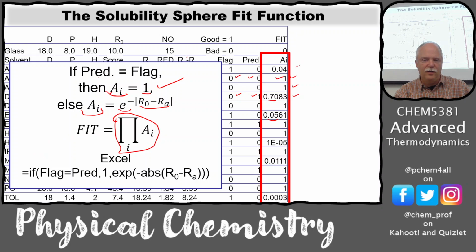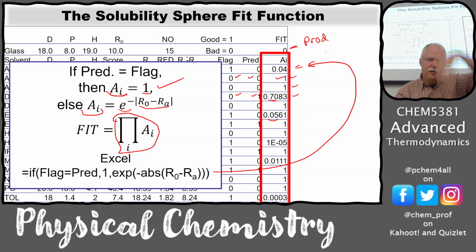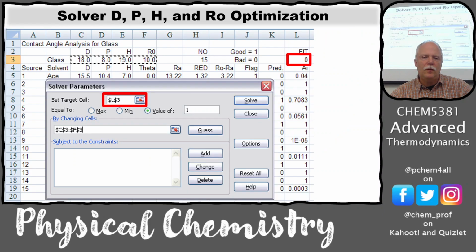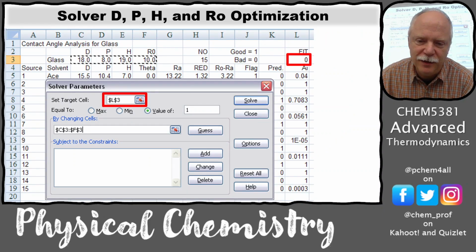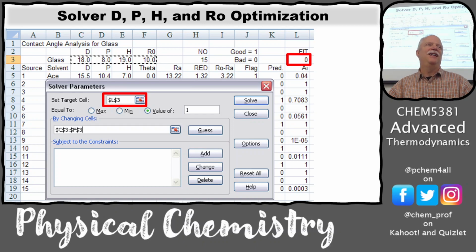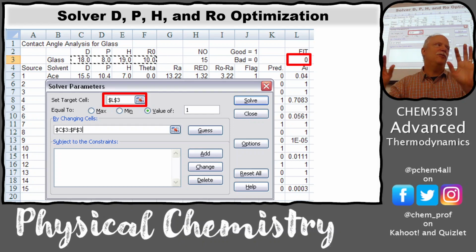So this formula right here goes into that cell, and you multiply all of those down. Then this fit function here is just the product of all of those straight down the column. Now, we've got a fit of 0 because our numbers are terrible. We could go in and change those 4 cells by hand and see how the fit gets better, but that's super tedious.